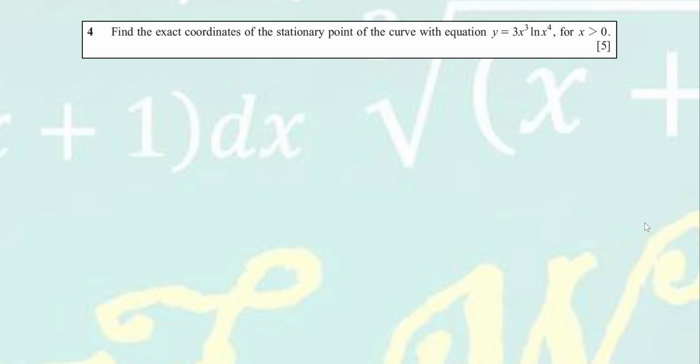Okay, now next question, number 4. Find the exact coordinates of the stationary point for the graph. So your y is 3x cubed ln x to the power of 4. Stationary points means dy/dx equals 0, given x is greater than 0.